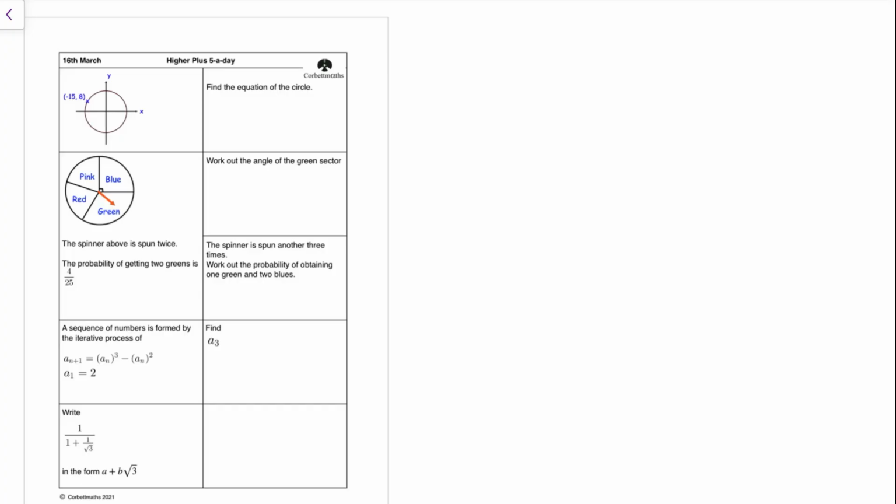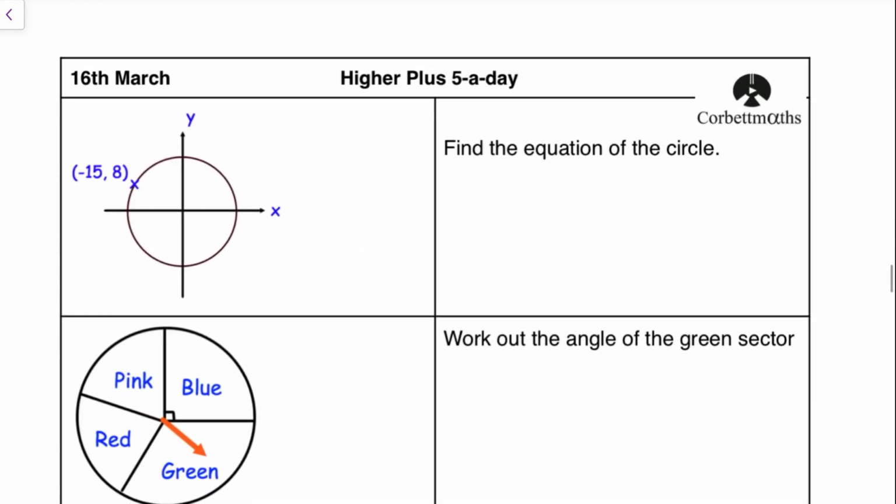And welcome back, and it is the Core Bit Higher Plus 5 a Day for the 16th of March. And let's just go with the first question. We have a circle and we need to find the equation of the circle.